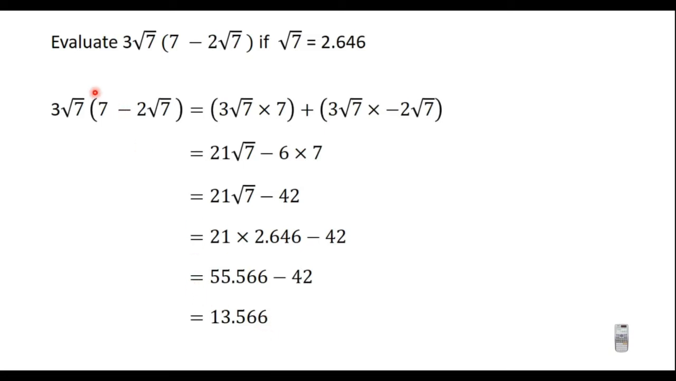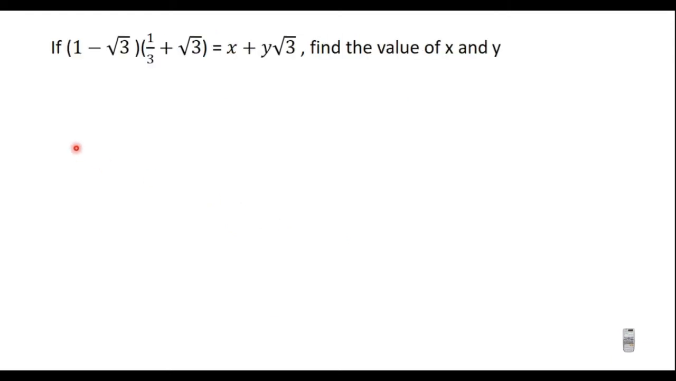Remember that if you are being given the question and this has not been given to you, please always leave your answer in surd form. You can only substitute this in your final expression when it has been given to you in the question. But if the question does not give it to you, leave your answer in the surd form. Let's pick the next example.